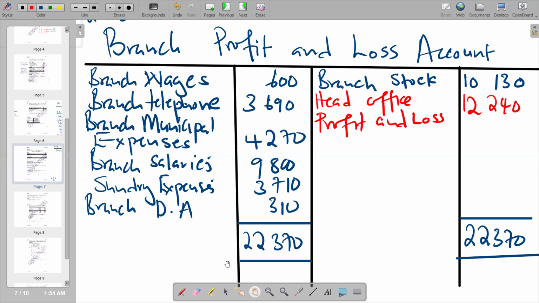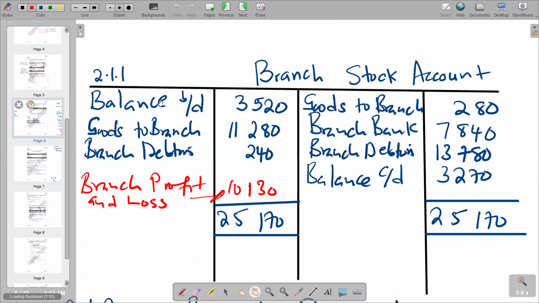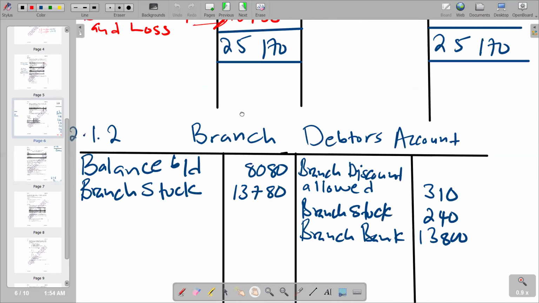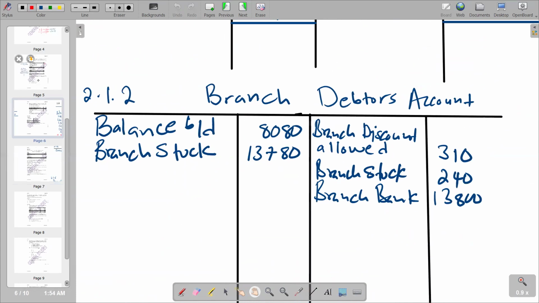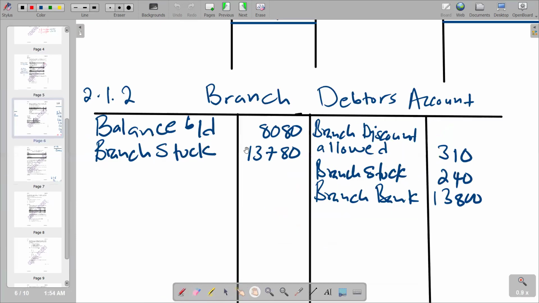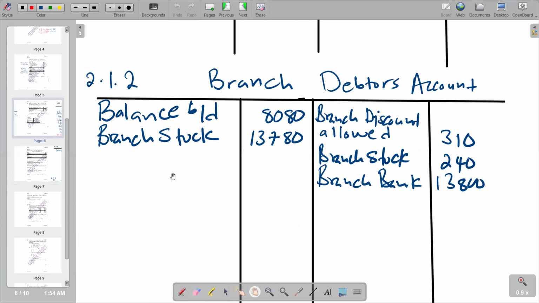Then we can now go account by account, starting from our first account. We balanced it. So we go to the next one. We've got the branch debtors account. So if you go back to the question, in terms of branch debtors, we are only given the balance at the beginning. So it means the balance at the end, we are going to find it as a balance figure in the question that we have. So that's what we have. So we can put our double lines.